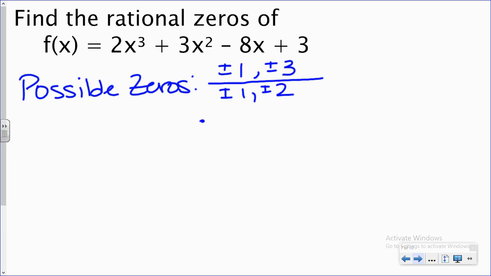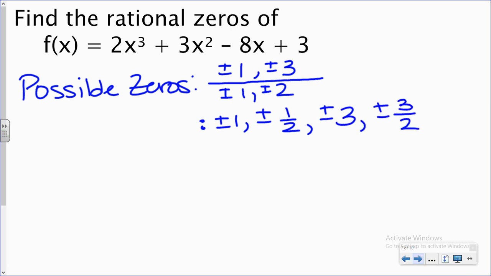So our possible zeros, I want you to list them out. 1 divided by 1, 1 divided by 2, 3 divided by 1, and 3 divided by 2. Now, this doesn't mean that all of our zeros are rational, but if there are any that are rational, they're going to be one of those 8 numbers up there.